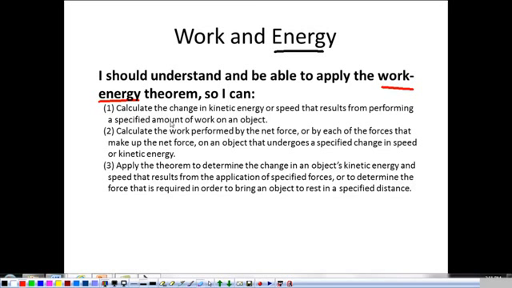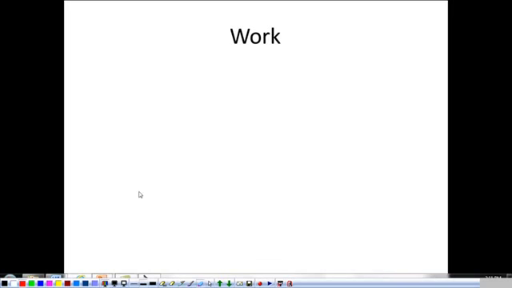So we're going to see how work changes kinetic energy. We're going to see how a bunch of forces acting on something make up the net force, and the net work acting on an object, and how that changes kinetic energy. And we're going to apply this work energy thing to look at how work specifically changes the velocity of an object. So before we get going with that, we're going to talk about work just a little bit more.